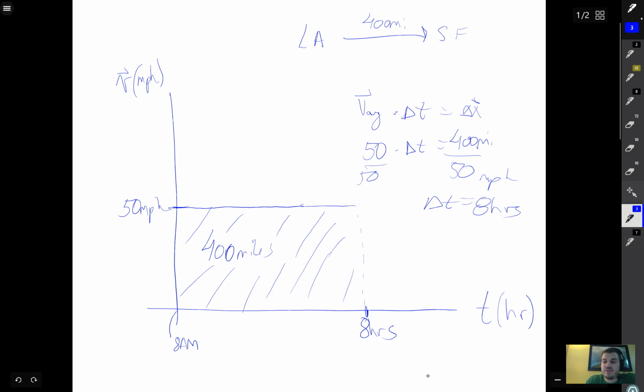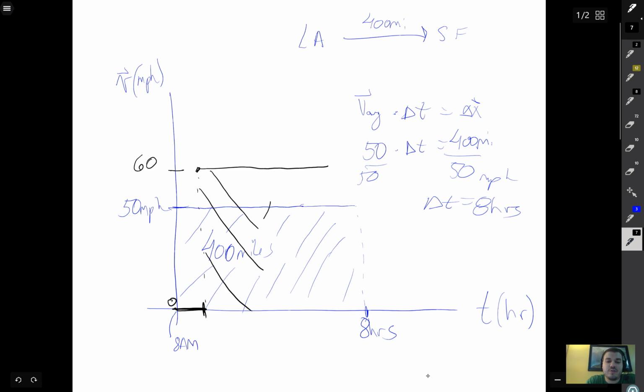So for the second person, let's use a different color, that second person waits an hour before leaving. So their graph would start out with a velocity of 0. The person then moves at 60 miles an hour. So now we're going to have this be up here. And the key is that the time may take something different, but the area, whatever that is, and let's leave it open for now, this new area here also has to equal 400 miles because we have the same start and end point.